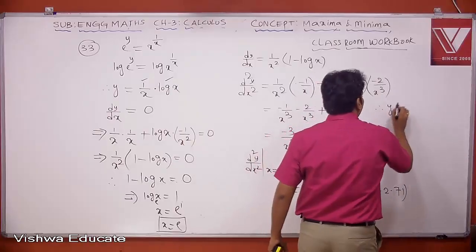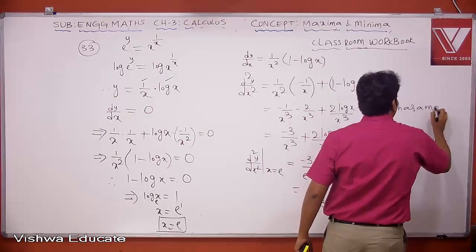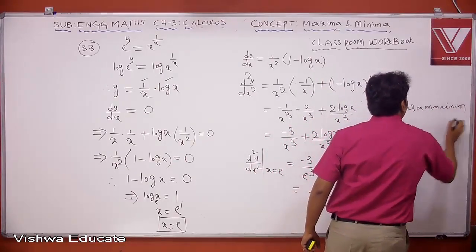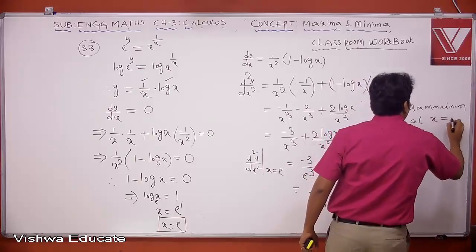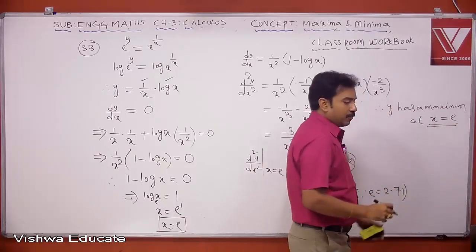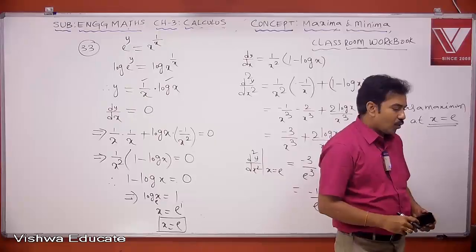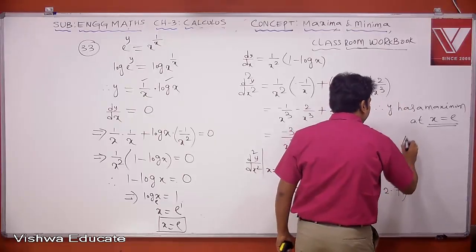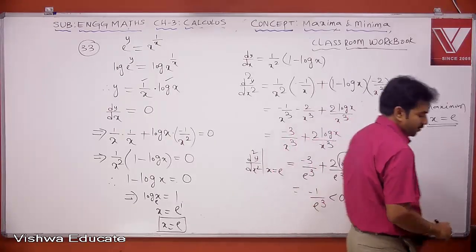Therefore y has a maximum at x equal to e. Y has a maximum at the point x equal to e. So option A is the right answer. Note these points.